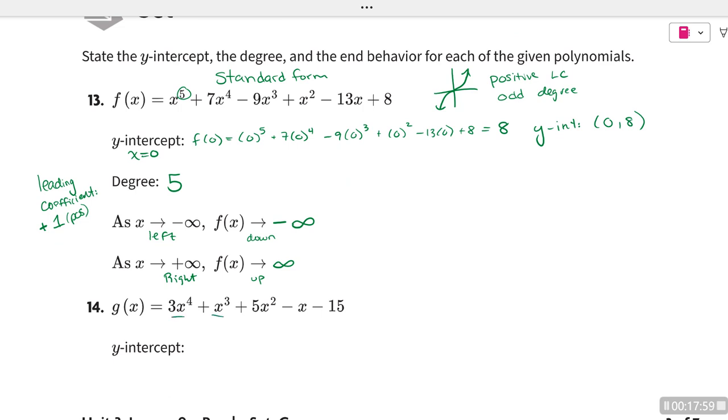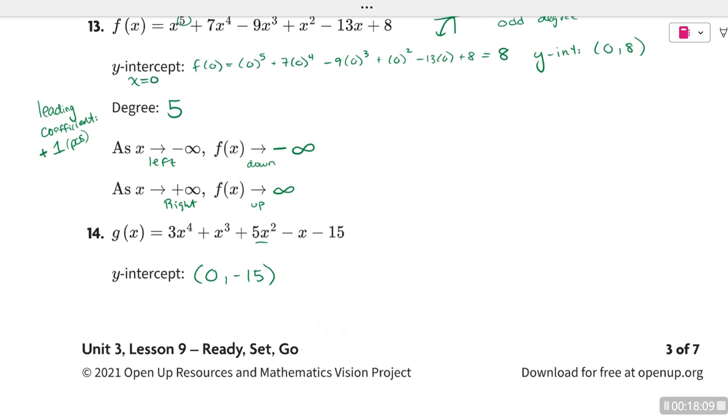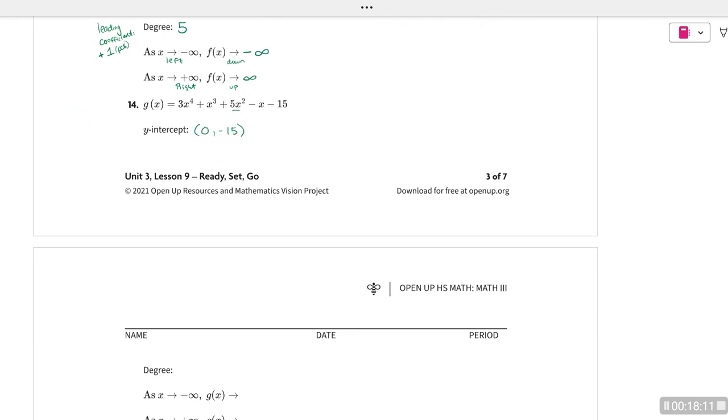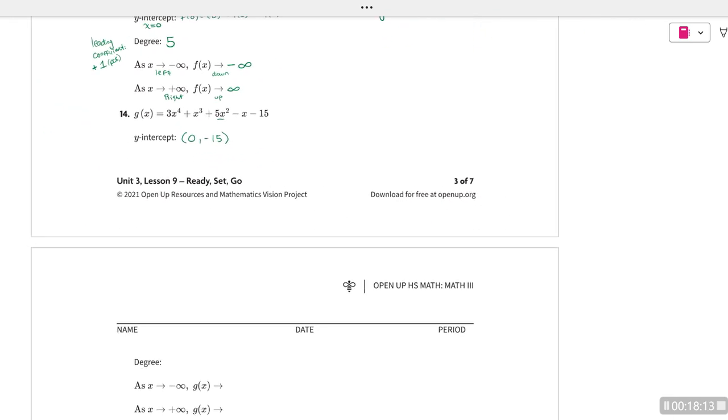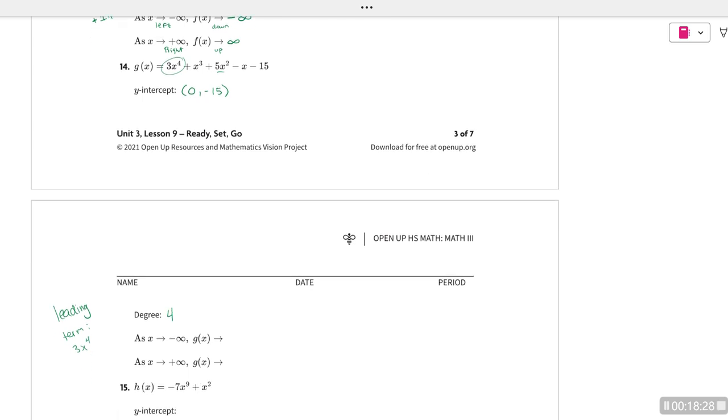Again, all these terms will go to 0. So our y-intercept is (0, negative 15). It's going to be that constant number at the end. So let's go down to our next parts. It says, what is the degree? Well, again, this is in standard form. So we see that the leading term, I'll write it down here, is 3x to the 4th. So the degree is 4.